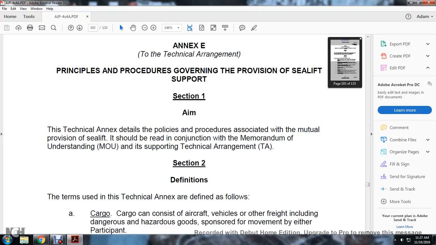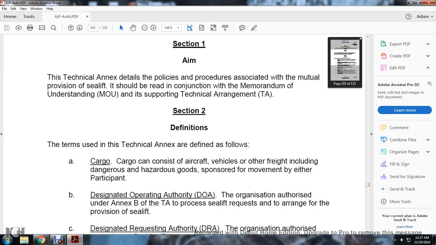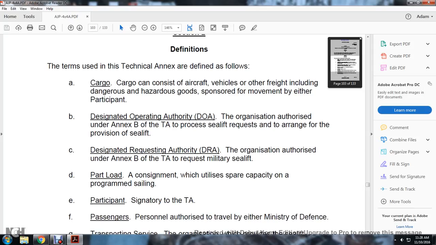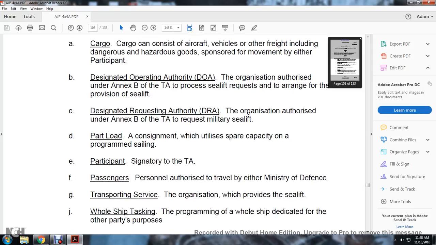Cargo consists of the aircraft, vehicles, or other variants, including dangerous goods, passengers, sponsored, and movement for either participation. DOA, designated operating authority, the organization authorized by Annex B of the technical arrangements to arrange the provision of CLIF. Designated requesting authority, the organization authorized by Appendix B of the technical arrangement to request military CLIF, part load of the consignment, utilizing spare capacity on the program sailing, participation, signature of the technical arrangements.